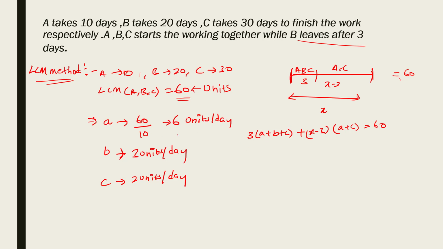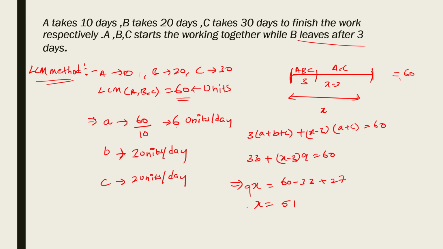So A plus B plus C is 6 plus 3 plus 2, which is nothing but 9 plus 2, 11. So 3 into 11 is 33, plus x minus 3 into, A is 6 and C is 2, 6 plus 2 is 9. So 9 into x minus 3 is equal to 60. So that implies x is nothing but 60 minus 33 plus 27, which is nothing but 51.